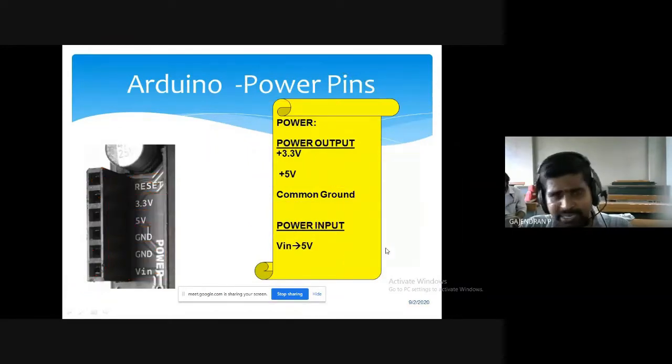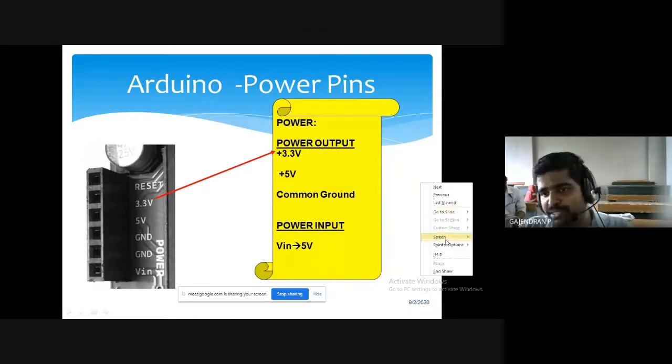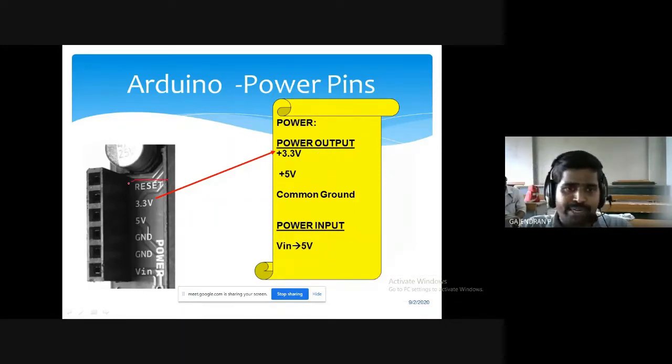Please take a snapshot of this one. See, these pins, 3.3, 5 and ground, are output pins. Please make note of it. So far we have discussed only input pins: the reset, VIN and ground. These are all input pins. The reset pin is also an input pin.